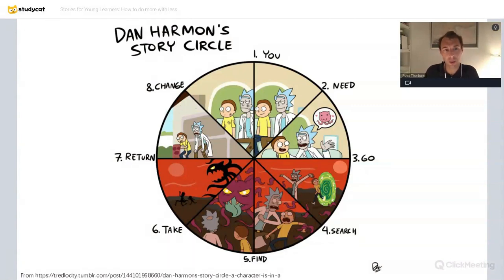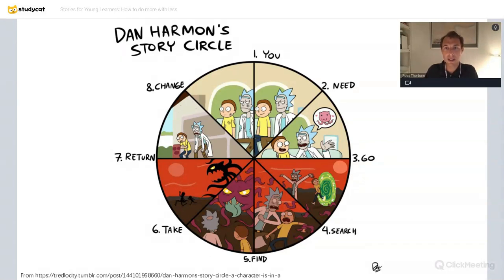All right. You can also see in this story circle that the bottom half, I think the artist here has done a good job, is red, and the top half is white. The idea here is that the bottom half is unfamiliar to them, right? So at the beginning, you're in a familiar place, you need something, you go there, and all of a sudden things are unfamiliar. You search, you find, you take, you return, and then things are familiar again, but somehow you have changed, like the character development we mentioned earlier. So that's an example from Rick and Morty.